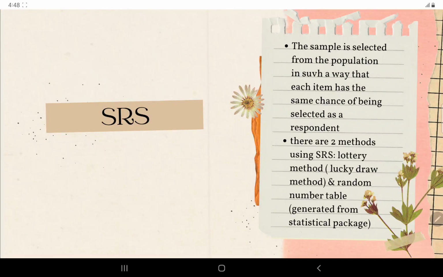Okay, SRS, simple random sampling. Okay, this method is used when the population is homogeneous and the sampling frame is available. Okay, there are two methods that using SRS. The first one is lottery method or lucky draw method, and the second one is random number table, okay, generated from statistical package.